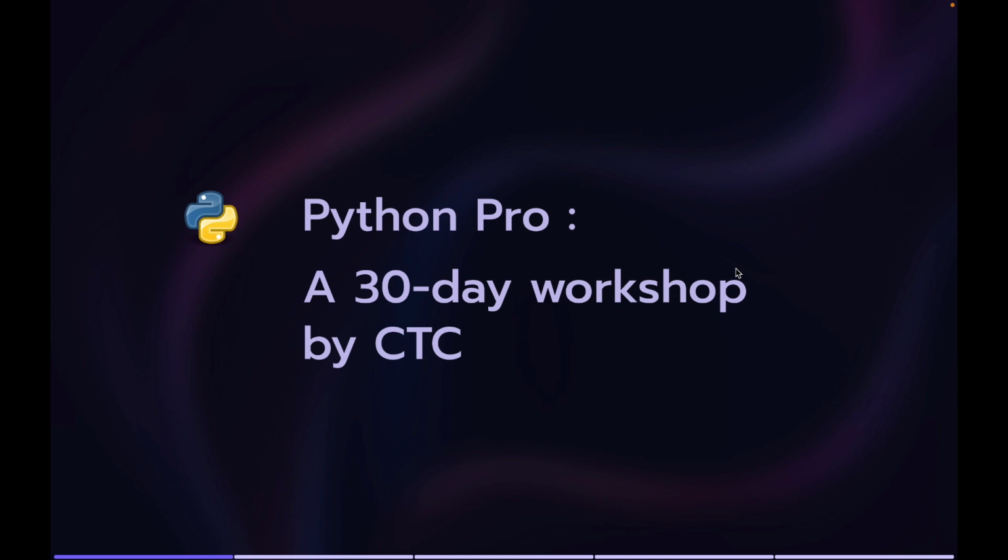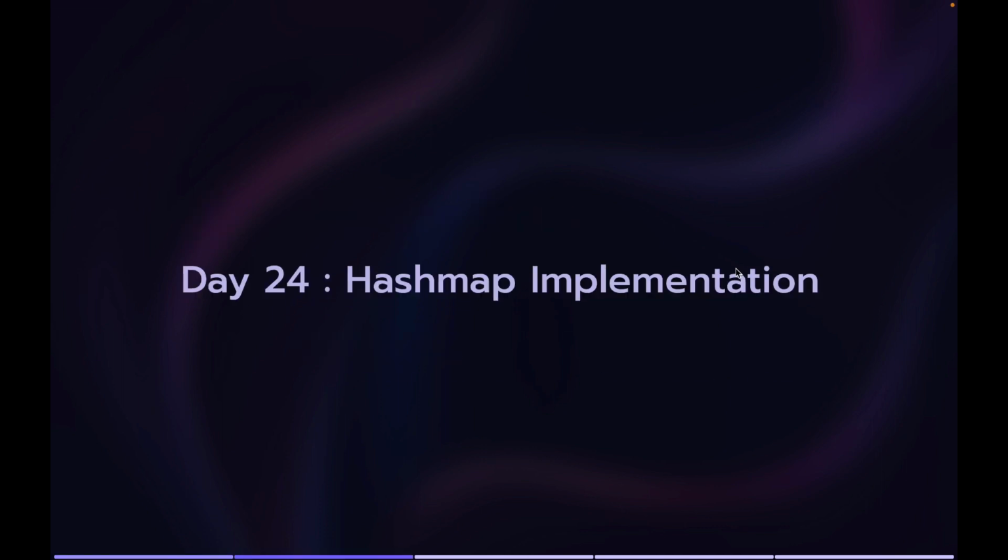Today we are going to explore one of the most versatile and powerful data structures in Python, hashmaps, also known as dictionaries in Python. Hashmaps allow us to efficiently store and retrieve data using key value pairs. If you have ever worked with data that needs quick and direct access, hashmaps are your go-to tool. So what exactly is a hashmap? A hashmap is a collection of key value pairs where each key is unique.